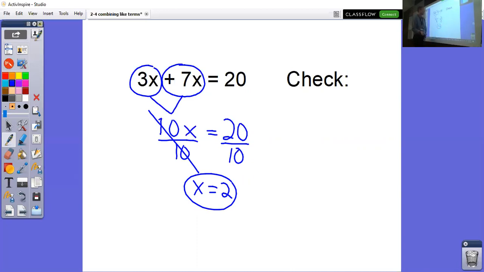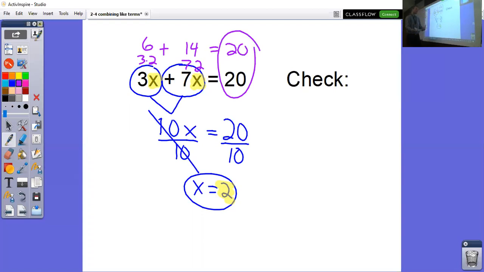Again, we could do a check if we wanted to by taking our answer and subbing it in. If we take this 2 and we sub it in here for x and here for x, what would happen is we would have 3 times 2. 3 times 2 is 6. Then you have your plus sign in the middle. We have 7 times 2 instead of 7 times x. That is 14. Well, what is 6 plus 14? 6 plus 14 is 20. Those matched, so you know that you did it correctly. Remember, if they don't match, then your answer would be wrong.